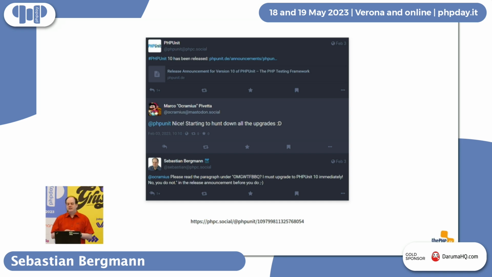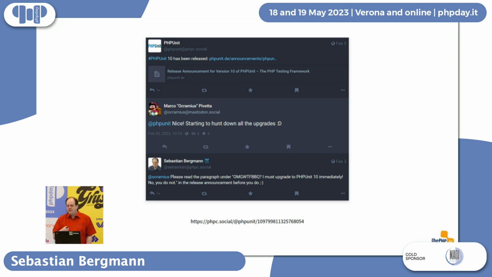And then, where is he? There he is, Marco. So I announced the release on Mastodon, and shortly thereafter, Marco replied, nice, I go update all the PHPUnit versions in all of my packages. And I told him, Marco, please read the paragraph under the release announcement before you do that. And his reply I did not include in the screenshot. It basically said, yeah, I ignore that, I just do that.